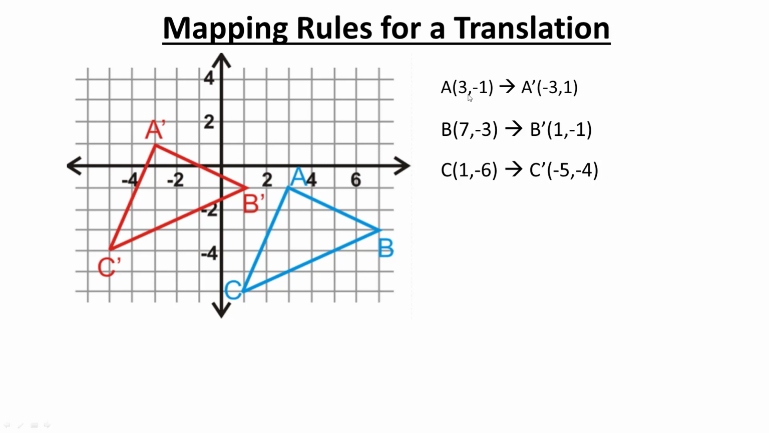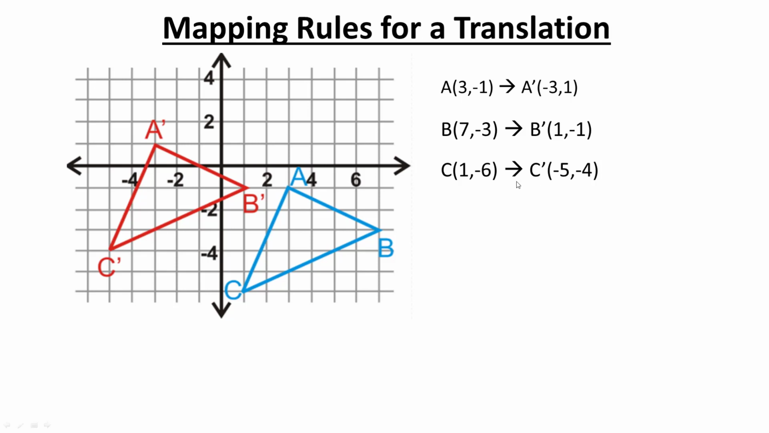So if you think about first of all, the x, 3 changed into negative 3, 7 changed into 1, 1 changed into negative 5. And it's 6 that you subtract from each of these numbers to get the new x. 7 minus 6 is 1. 3 minus 6 is negative 3. 1 minus 6 is negative 5. And if you look at how this triangle shifted, see it went left 6. So that's why all the x coordinates have 6 subtracted from them.